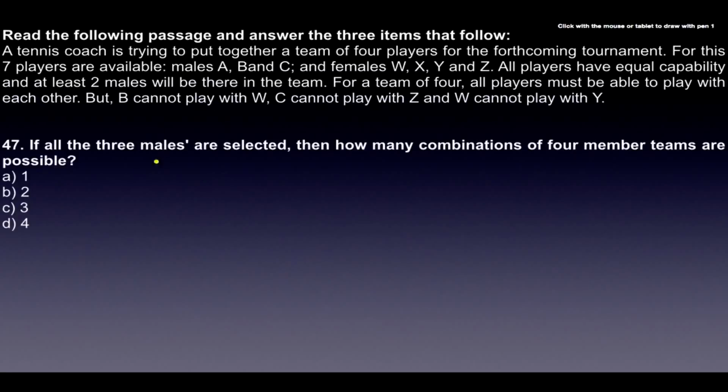If all the 3 males are selected, okay, A, B and C are selected, then how many combinations of 4-member teams are possible? See, you will do it wrong because you will think that there are 4 females, so 4 combinations are available, but you should remember that B is already selected, so W cannot be selected, and C is selected, so Z cannot be selected. So only X and Y can play, so answer is 2, that is B.